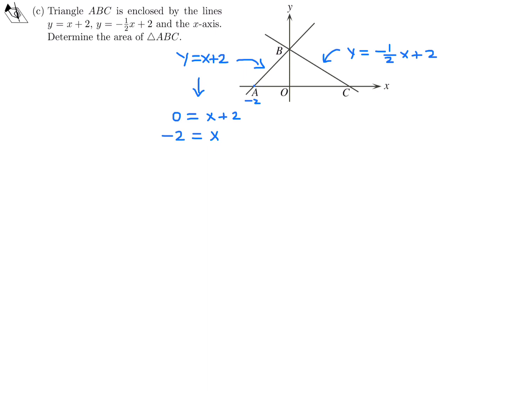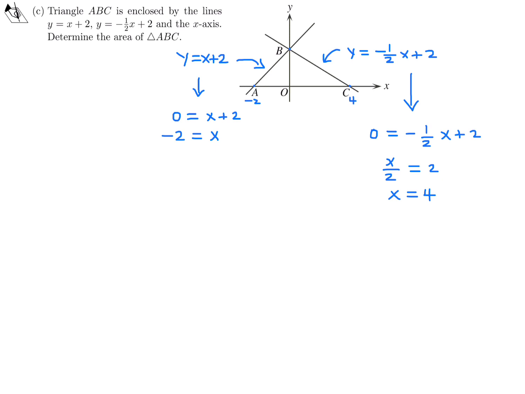And then very similarly, we get the x-intercept, which is represented by C, and we do that by setting y equal to 0 on that line. So 0 is equal to minus 1/2 x plus 2. So therefore, x over 2 is equal to 2, and that means x is equal to 4. So this C on the x-axis is 4.